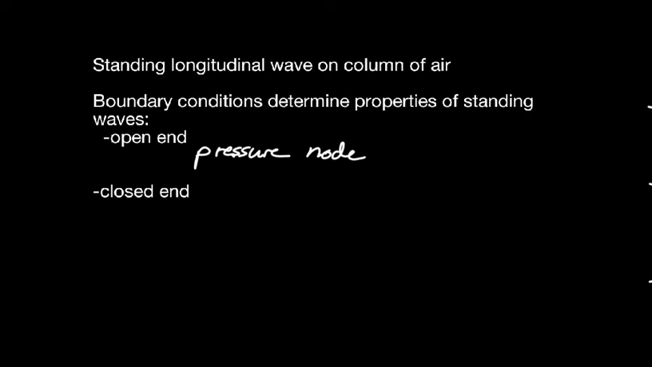And on a closed end, we don't have any extra air around there to correct pressure changes. So pressure can change a lot at the closed end. So we'll think of those areas as pressure antinodes.